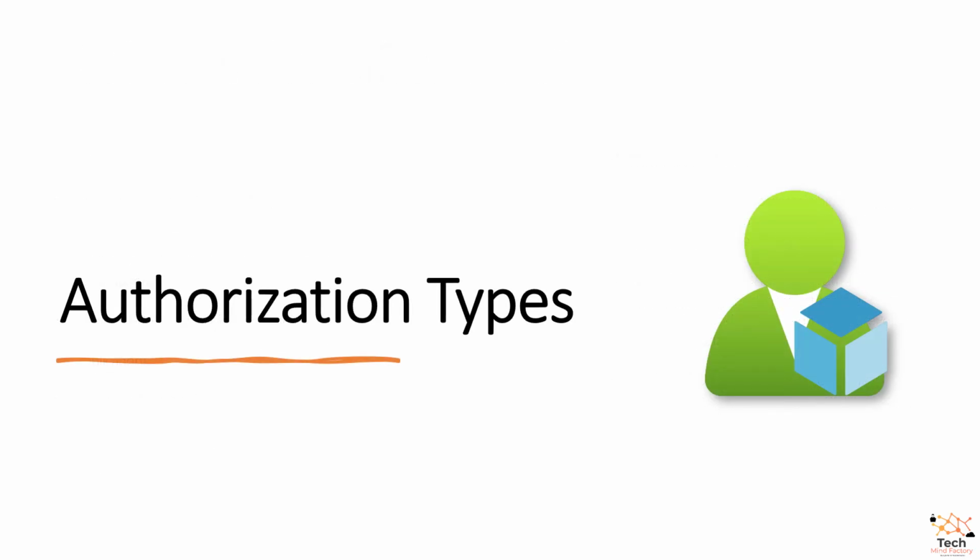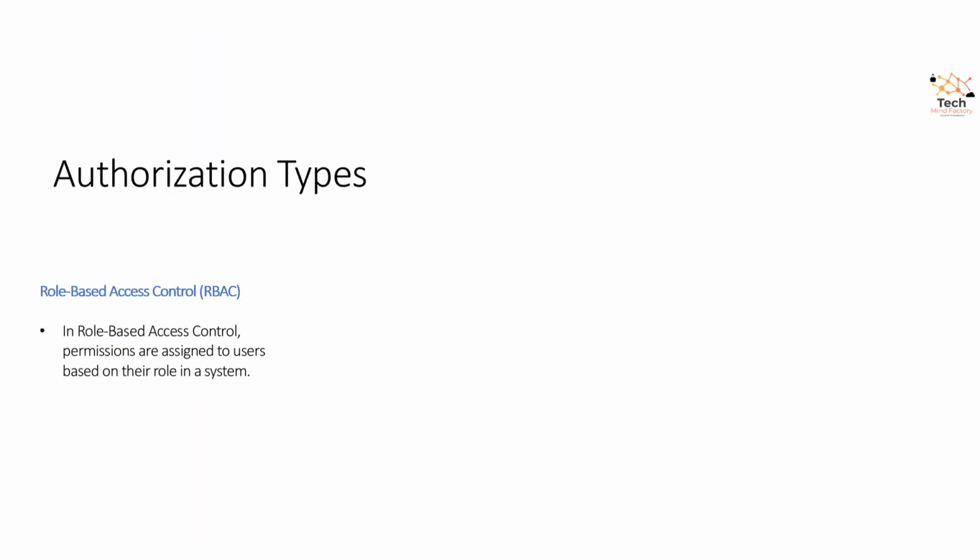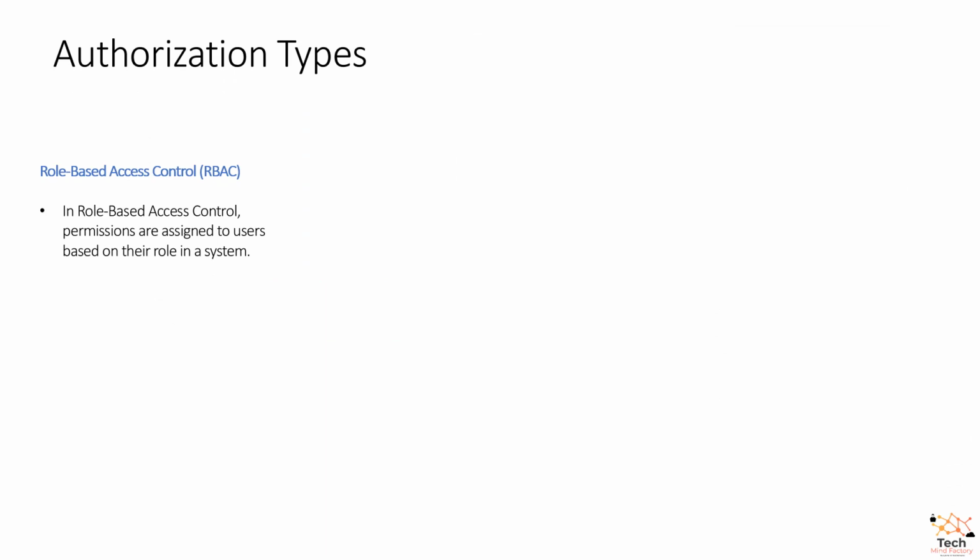Now, there can be different approaches when it comes to authorization, different kinds of authorization types. So let's discuss them briefly. The first authorization type is called role-based access control, or RBAC. For those of you who work with Azure Cloud, for instance, you are familiar with RBAC, yes? You have different roles, and based on those roles, you can assign different permissions to access resources in the Azure Cloud. In role-based access control, permissions are assigned to users based on their role in a system.